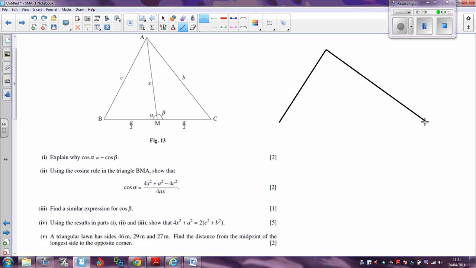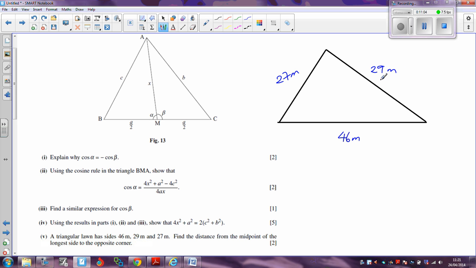So here's our triangle, and let's have the longest side down here, so that's our 46 metres. Let's have this side as 27 metres and this side as 29 metres. And the question says find the distance from the midpoint of the longest side. Now here's the longest side. If we find the midpoint, that is here, and we want the distance from there to there.